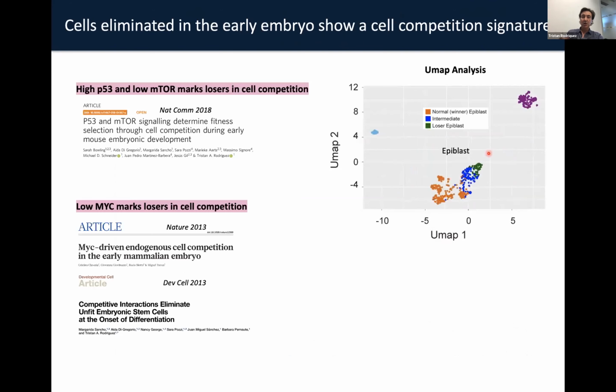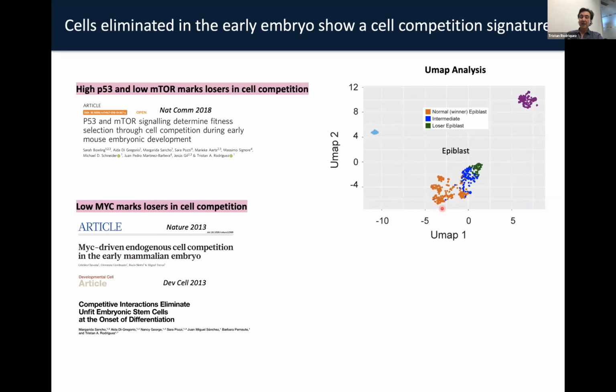Okay. So the work that my group and a number of other groups had done looking at the phenomenon of cell competition in the embryo identified that the loser cells eliminated by cell competition have a common set of features. For example, we had shown that loser cells have elevated p53 expression and lose mTOR signaling. Similarly, the group of Miguel Torres and our own group also showed that the loser cells during cell competition in mammals are marked by low c-Myc expression.